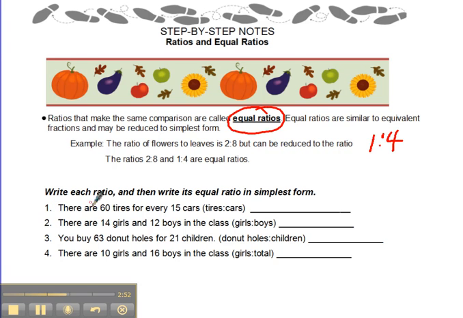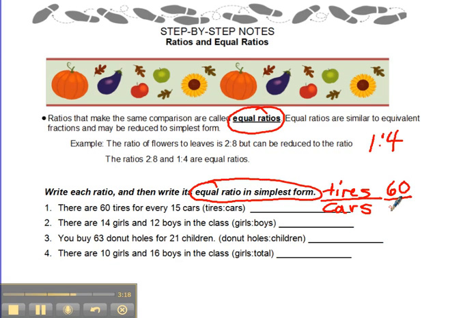Let's try some. Write each ratio, then write its equal ratio in simplest form. There are 60 tires for every 15 cars. Write the ratio of tires to cars. So first of all, let's write it in fraction form. Tires to cars. They told us there were 60 tires, so that will go on top, to 15 cars.